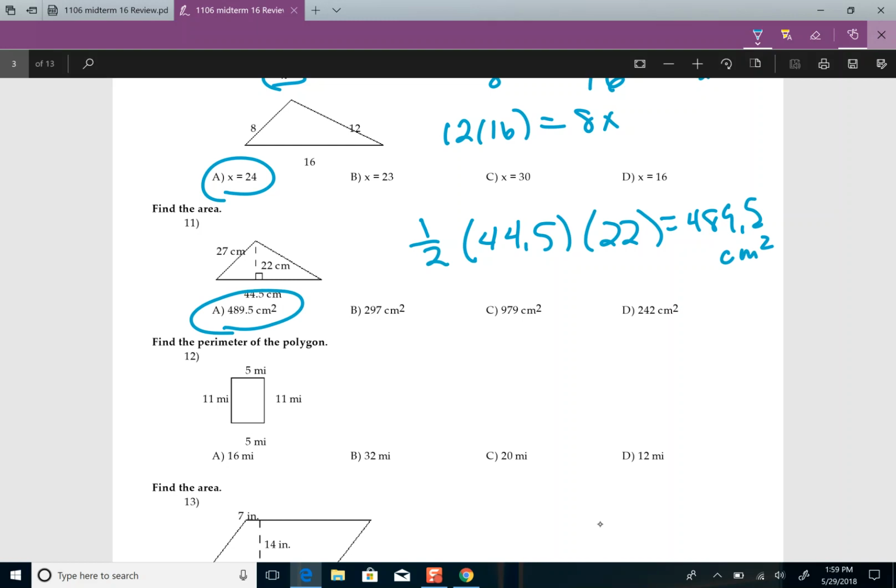For 12, it says perimeter. Perimeter, you know, you're just adding up. So I'm going to add 5, 11, 5, and 11. The answer will be in miles because the question was in miles. So I did 5, 11, 5, 11. It gave me 32.